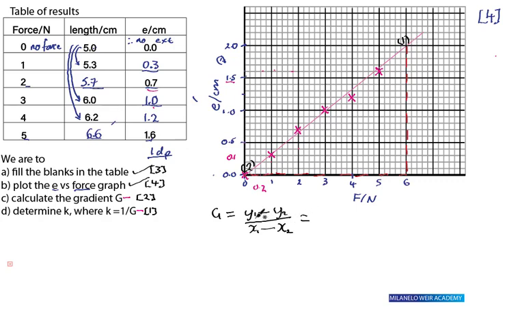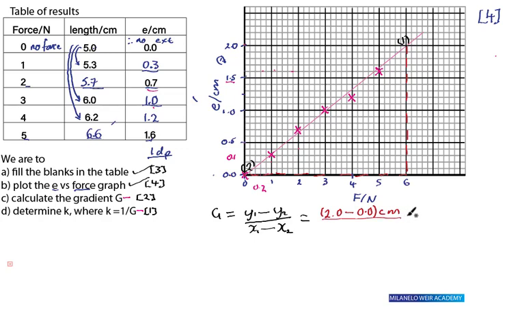So y1, what is the value of y1? That is the value of y at point 1. Where is point 1? Here is point 1. Where is the value of y? All the way through here. So this is 2.0 minus y2. What is the value of y at point 2? Here is point 2. What is the value of y? 0.0. And the units is centimeter, right?